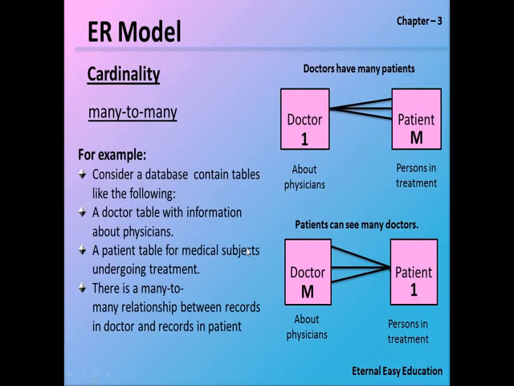Next, many to many. Consider the database contains tables like the following. A doctor table with information about physicians. A patient table for medical subjects undergoing treatment, meaning patients, number of patients. There is a many to many relationship between records in doctor and records in patient. Doctors may have many patients. Patients can see many doctors. This is said to be many-to-many relationship.